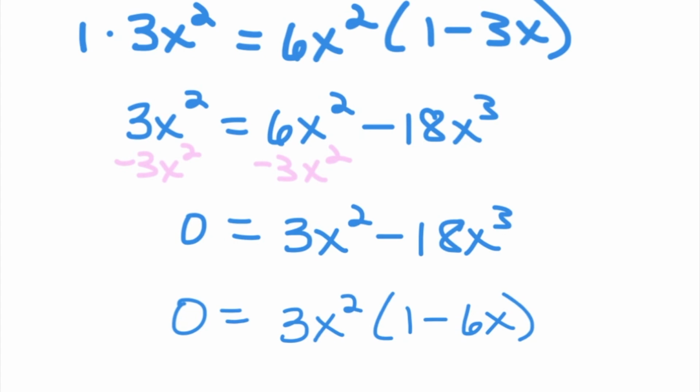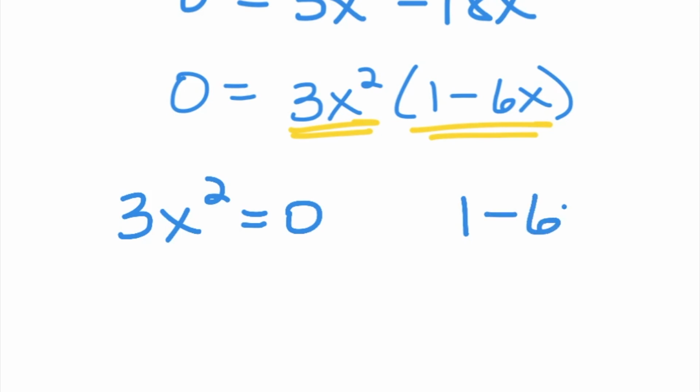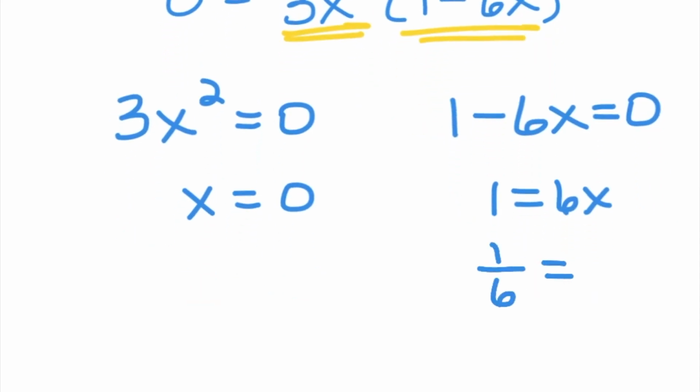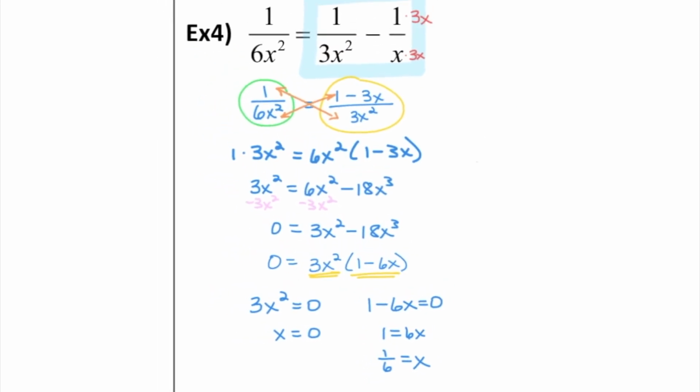Now, when you get to this part, remember, if you have a multiplication problem that's set equal to 0, you can take each of the things that are being multiplied and set each of those equal to 0. So I'm going to say, okay, 3x squared equals 0 and 1 minus 6x equals 0. In this first one, x is 0. In this second one, 1 equals 6x, or 1/6 equals x. So it would look like you have two answers, but wait for it.